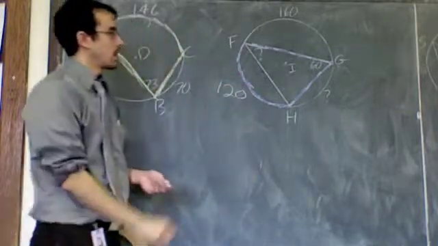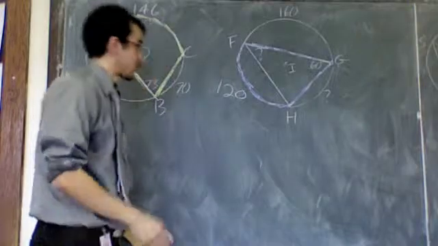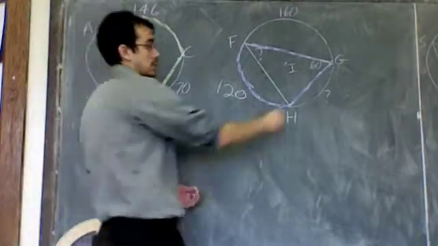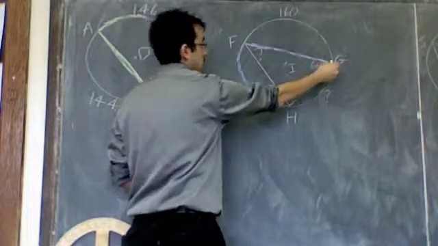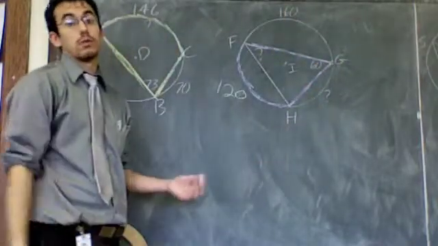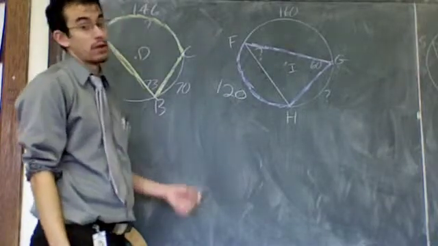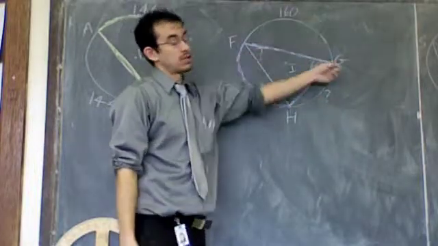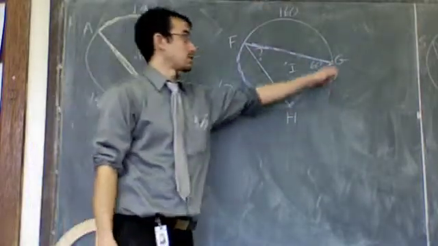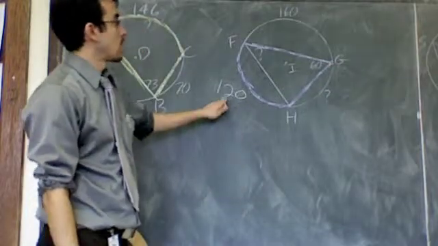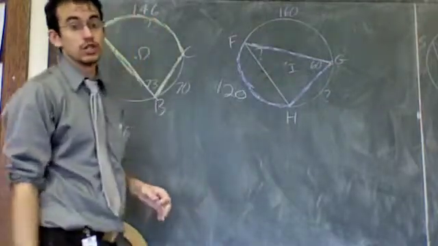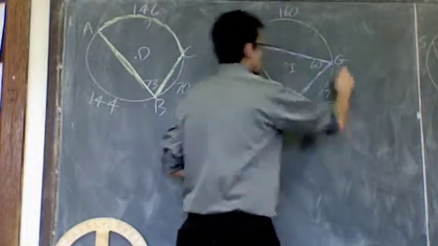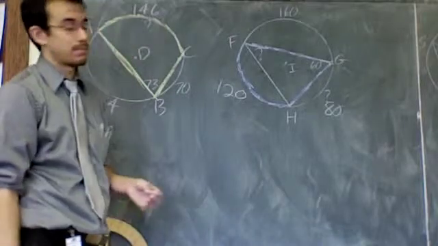Okay, well we have some other arcs in this picture. First thing you could do is, now that you see this is 120 and this is 160, I'm only missing one piece of the circle. One easy thing you could do is say that all of the arcs should add up to 360. So I can subtract those from 360 and find out what this missing arc GH is. 120 plus 160 is 280, and 360 minus 280 is 80. So we know that arc GH is in fact 80.